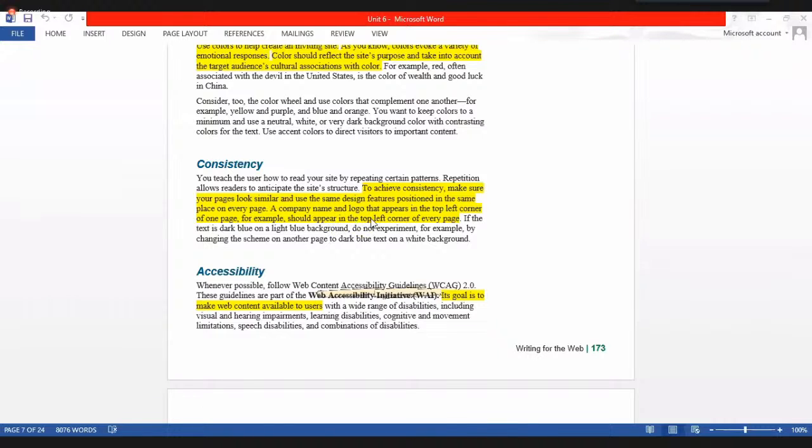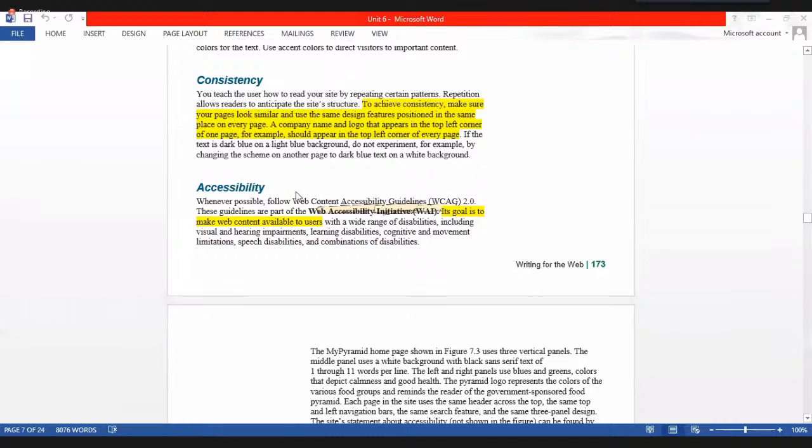A company name and logo that appears in the top left of one page, for example, should appear in the top left corner of every page. If you have used the company name and logo in the top left corner of one page, then on other pages also you do the same. So this is called consistency.